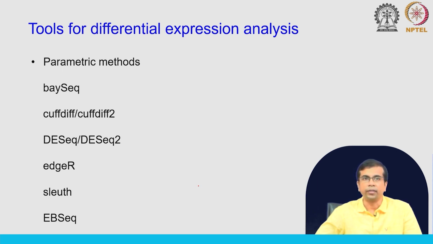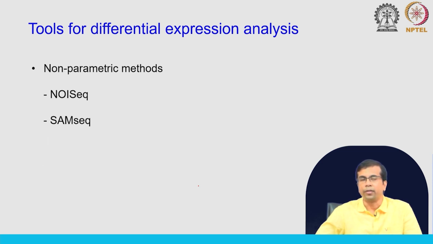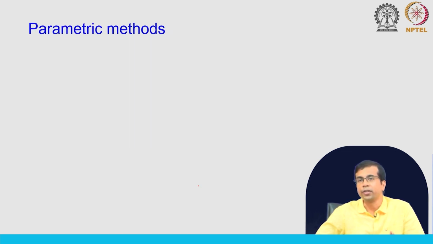Here are some tools that I will just mention that use these parametric methods. Again, this is a list, and there are probably even more tools that you can use. Some of them I have mentioned earlier, for example, Cuffdiff. Then you have BaySeq, DESeq and DESeq2, edgeR, Sleuth and EBSeq. Then on the non-parametric side, you have NOISeq and SAMseq. Of course, we will not go into all these tools. I'll just mention some of them.